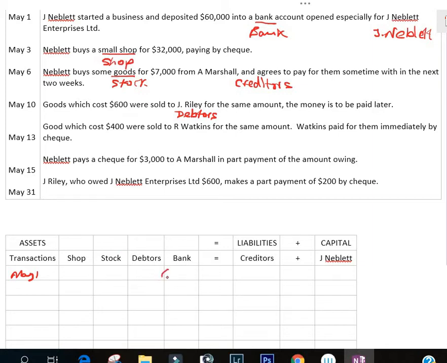So right away we put the $60,000 in the bank, and then we also have to put some money under capital, because this is the money that he can withdraw to his personal account from the company.